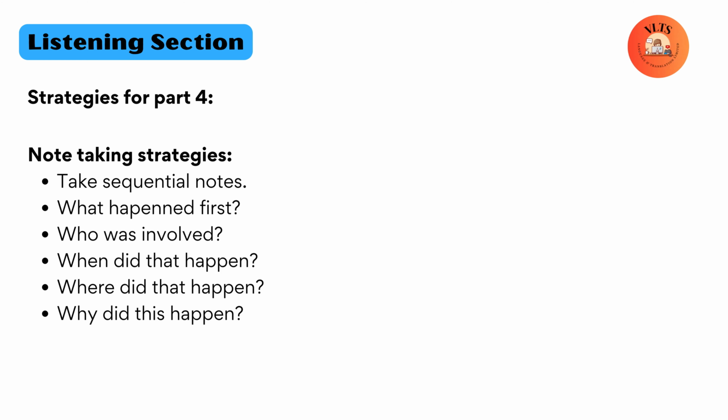In part 4, the note taking strategy is completely different as you have one speaker talking about a story that other people might be involved. So, you need to first take note what was the topic and then put it in a sequential format. What happened first, who was involved, when did it happen, where did it happen, and why this happened.